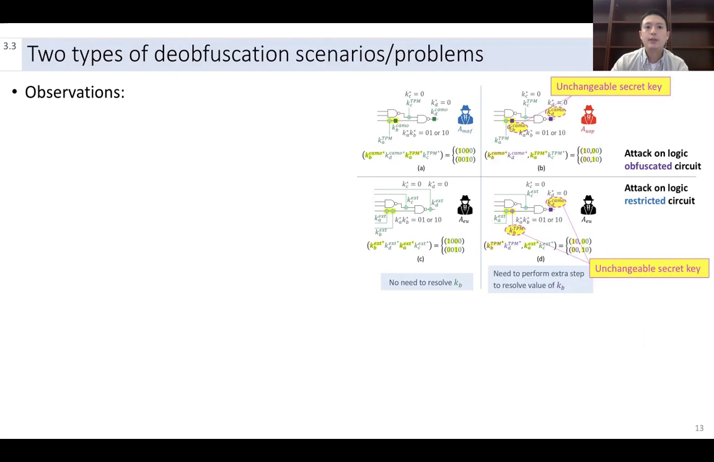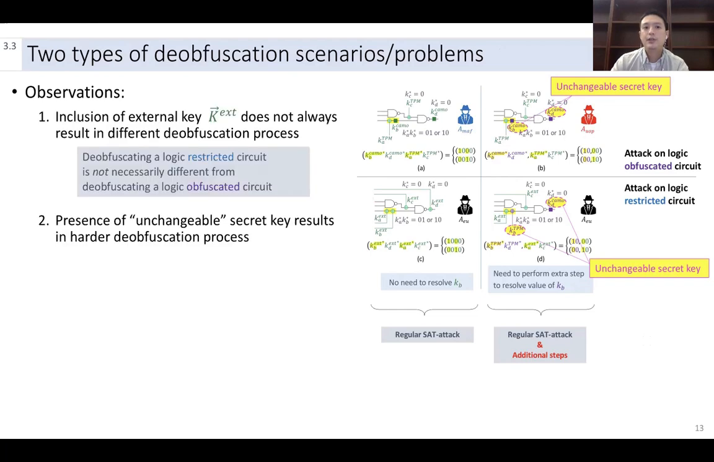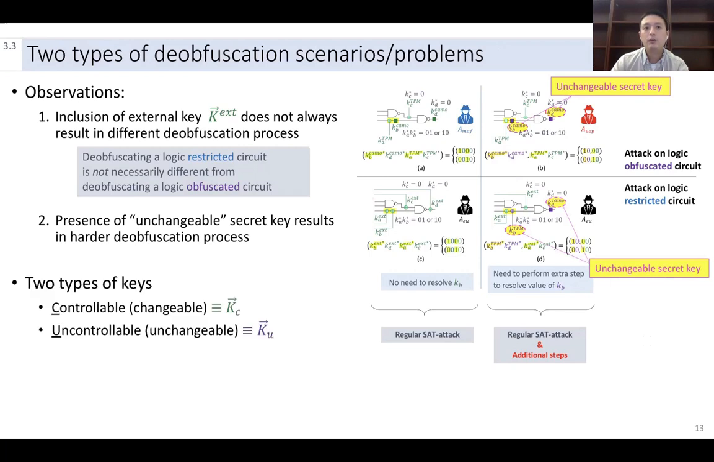So we have two types of obfuscation scenarios. On the left, we have a regular SAT attack, whereas on the right, we have a situation where a regular SAT attack alone is not enough. From scenario C, we can observe that having external keys alone is not the cause of the special situation. So the obfuscating logic restricted circuit is not always different from the obfuscating logic obfuscated one. However, the presence of the unchangeable circuit keys does make a difference.